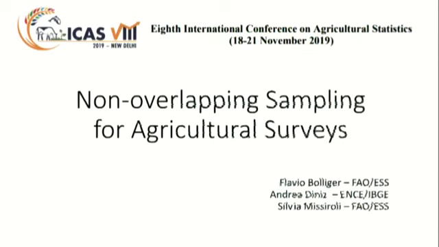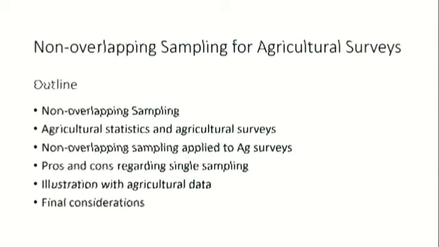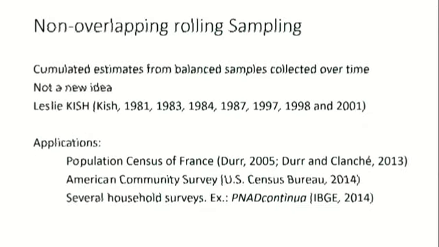Well, this paper is about non-overlap sampling for agricultural statistics. It is about how to apply this methodology on agricultural surveys. The paper is from me, Adriana Diniz from IBGE, and Silvia Missiroli, my colleague at the ESS FAO. The original idea came from Andrea, because she worked on a new modality of census for the population census, but the idea is to apply the same kind of technique in agriculture. I will skip this outline. Okay, non-overlap sampling.